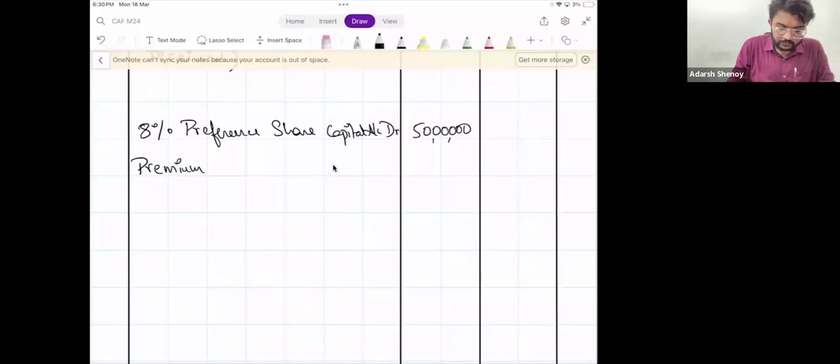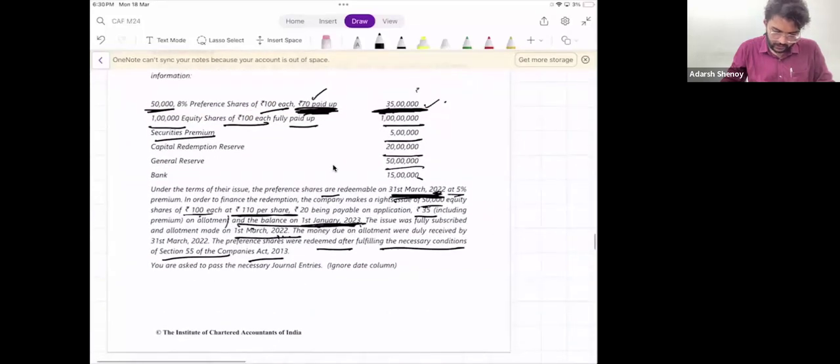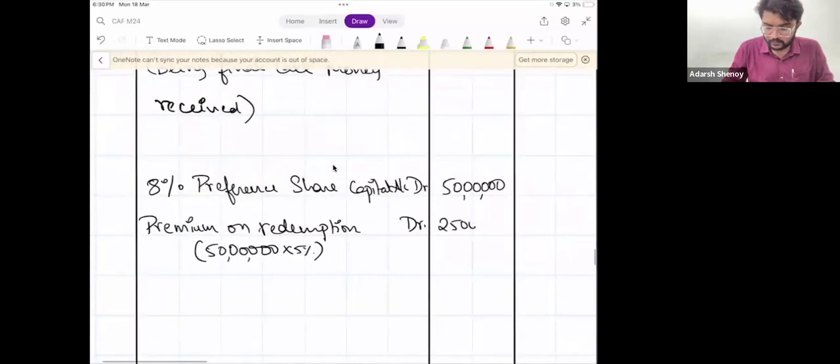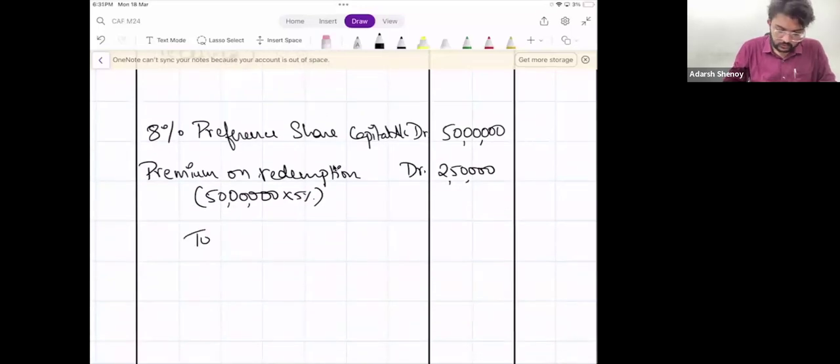Then we have premium. The premium will be calculated on this 50 lakhs. I think earlier I calculated on 35 lakhs, but you have to calculate on this. So how much is the premium? 5%. So 50 lakhs into 5%. Premium is 5%, no? Yes, at 5% premium, this will be 2,50,000. This will be payable to the preferential holders. So to preferential holders account.